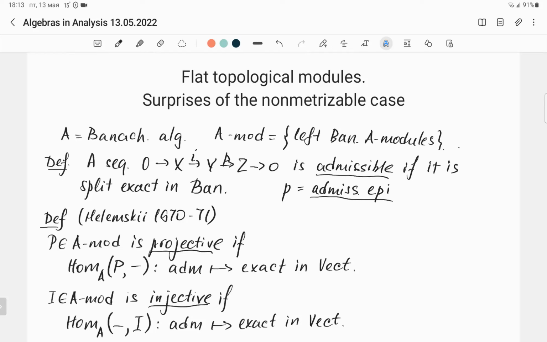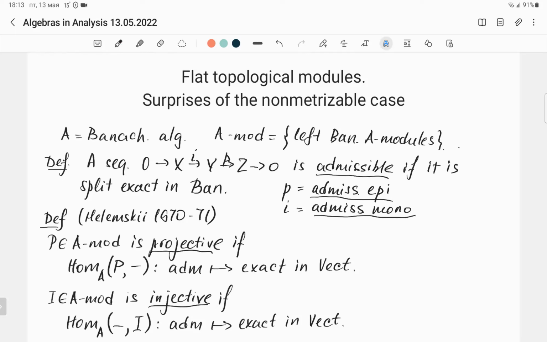Of course. Okay, so we say that P from Y to Z is an admissible epimorphism if it fits into a short admissible sequence of this form, or equivalently, if it is a retraction in the category of Banach spaces. And similarly, we say that I from X to Y is an admissible monomorphism, again, if it fits into an admissible sequence of this form. So equivalently, this means that I is a co-retraction in the category of Banach spaces.